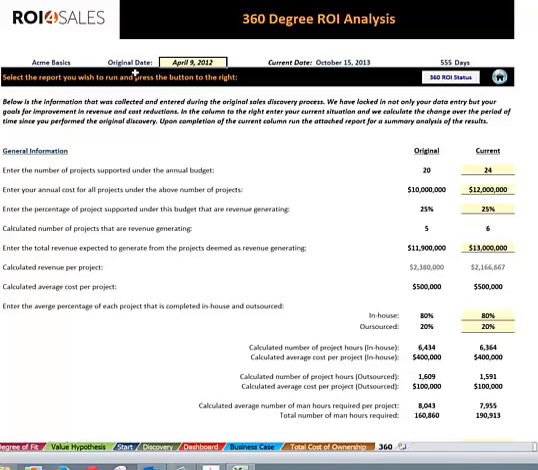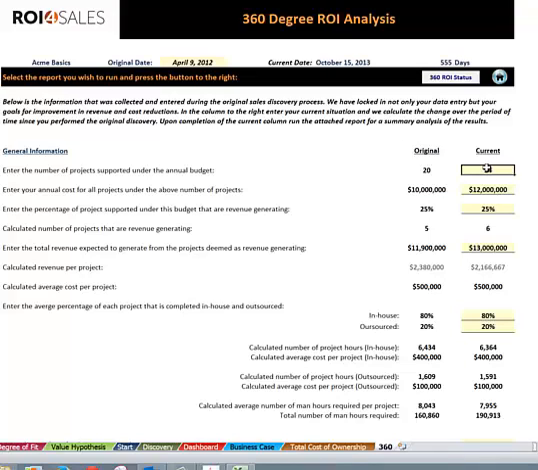Now when you're using the ROI selling tools, which means the discovery tools, you're gathering information. In this case, you can see this is general information on this particular prospect. This is a project management company. This is what they sell. So they had 20 projects, $10 million, 25% of these projects supported revenue generation, and so forth. And you can see these are the original answers that we received 555 days ago.